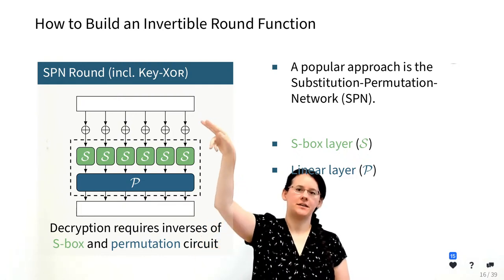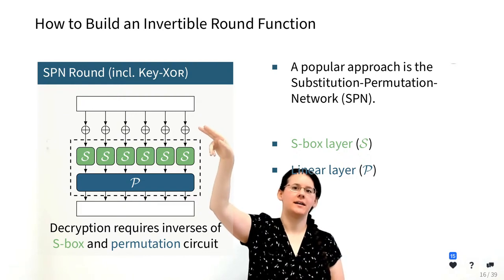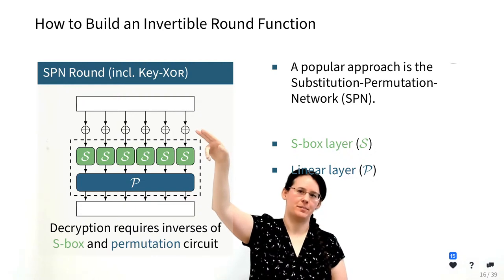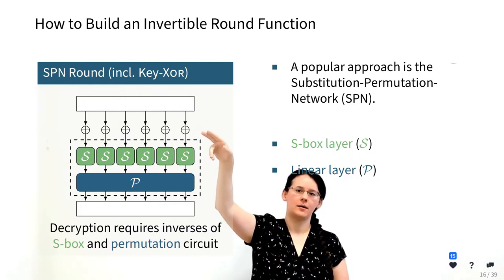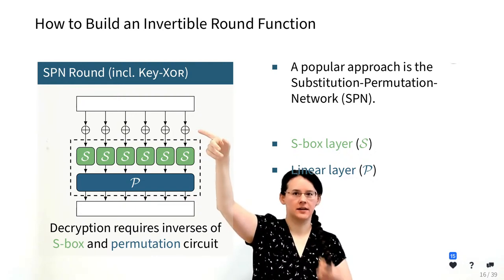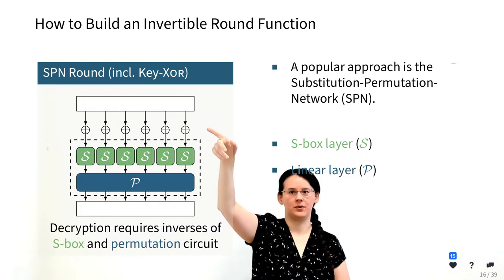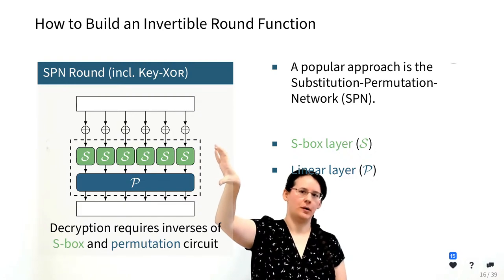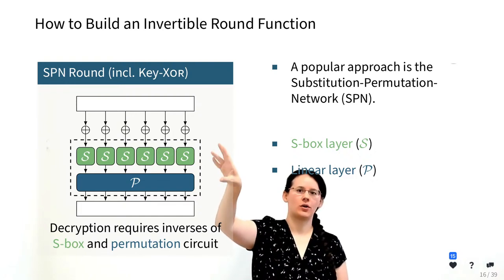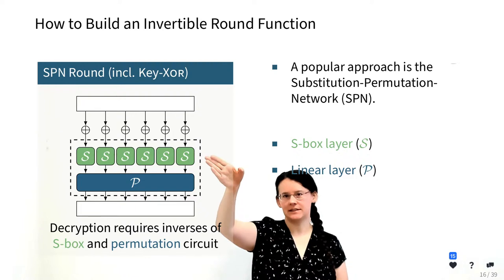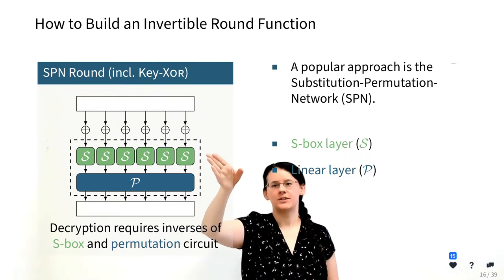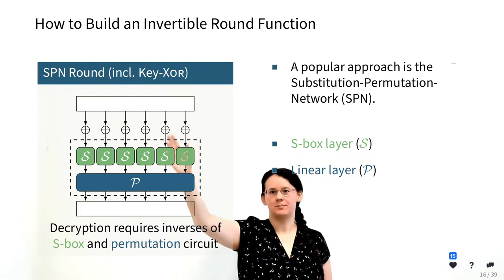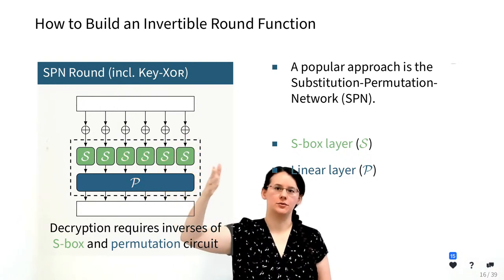What you also see here is that the round starts by adding the key. So here we have the round function and the key XOR pictured. With these plus signs inside a circle, I always mean an XOR. And the actual round function is marked here. It consists of two parts. First, the so-called substitution layer or S-box layer, which is a set of small lookup tables. So you split the input that you have in the round into chunks.